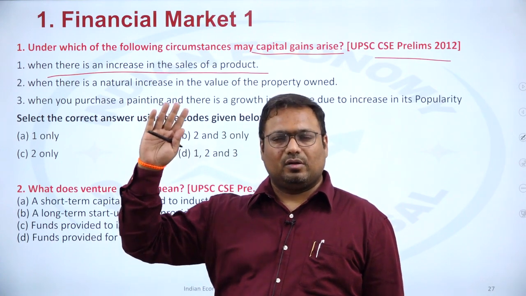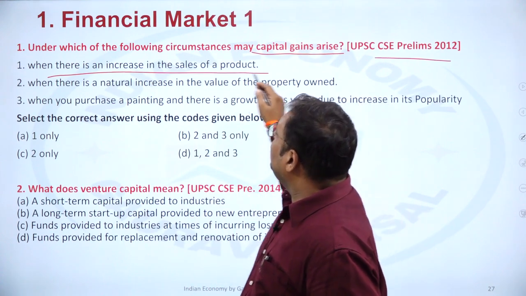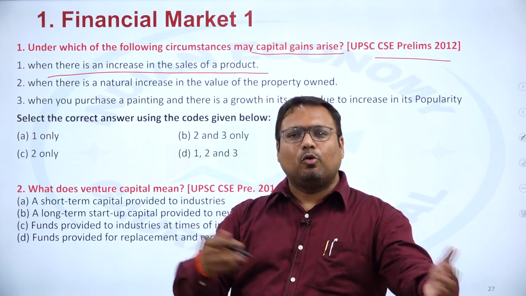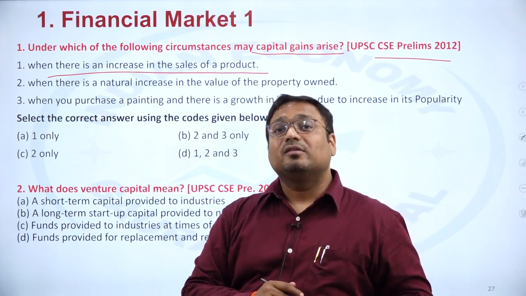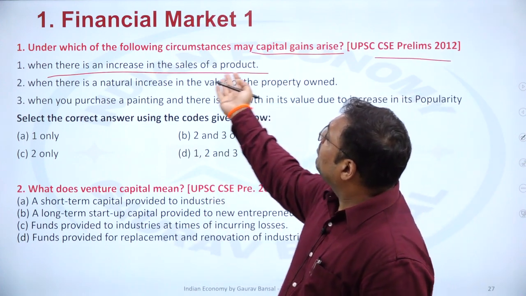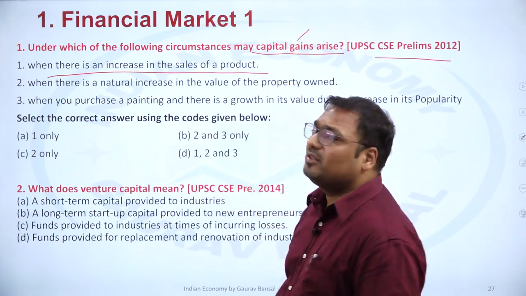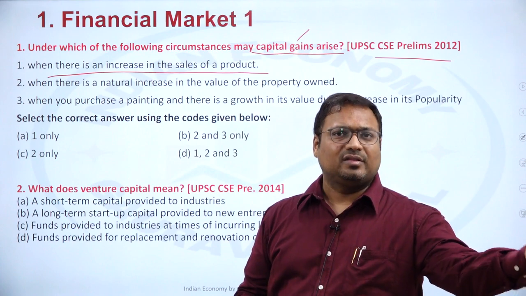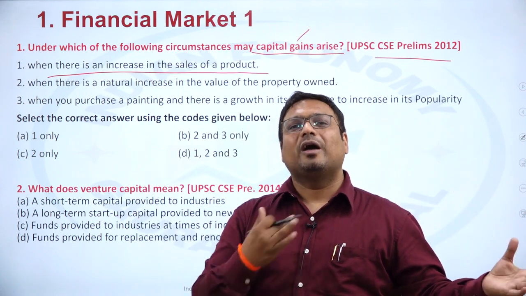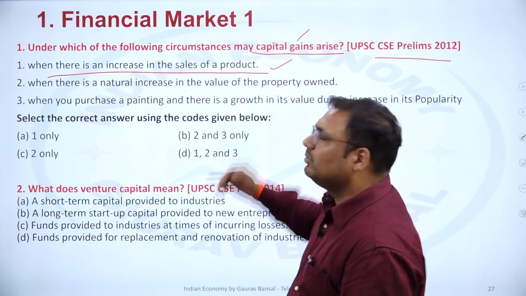Let us say the asset that belongs to you is property. You own a property and there is an increase in the sale of property, which means if there is more sale of property, more people are buying properties in an area, the price of property will increase. If you are a property owner in that area, the value of your property rises, the value of the asset that you own increases. That is capital gain. So one is correct.